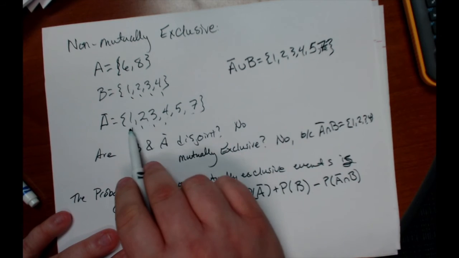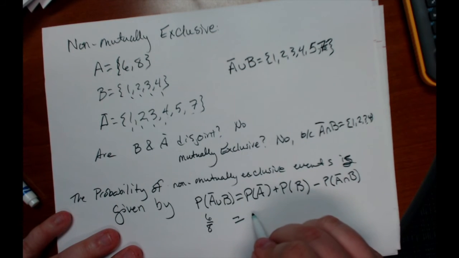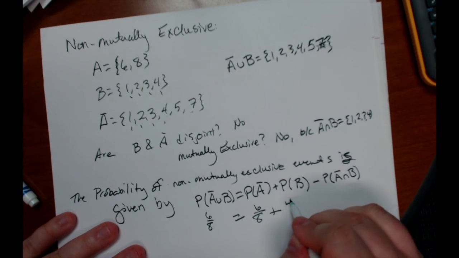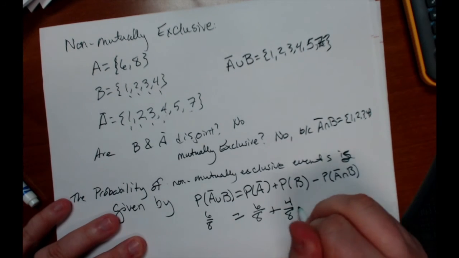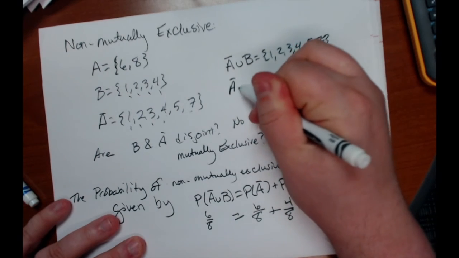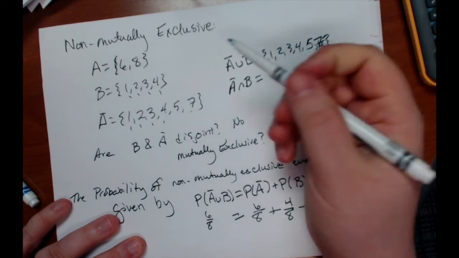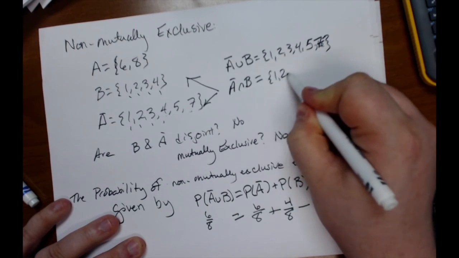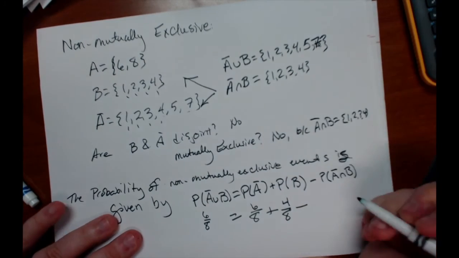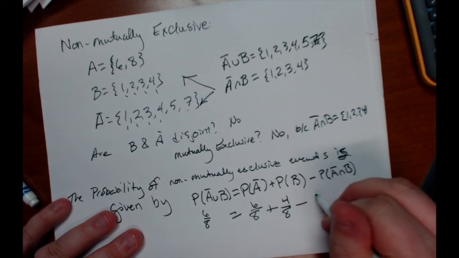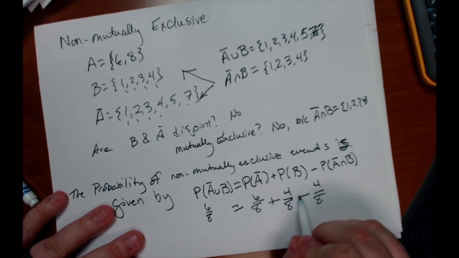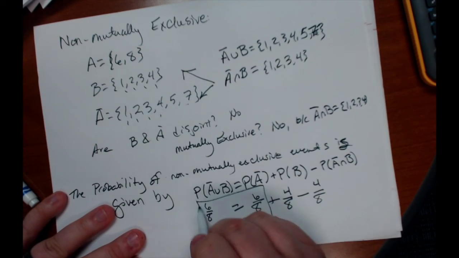Well, that's the probability of A complement, 1, 2, 3, 4, 5, 7, which is 6 out of 8, plus the probability of B, which is 4 out of 8, minus, well, what's A complement intersect B? That's what's common to both of these. The probability of 1, 2, 3, 4 is 4 out of 8. And so 6 eighths plus 4 eighths minus 4 eighths is, in fact, 6 eighths.